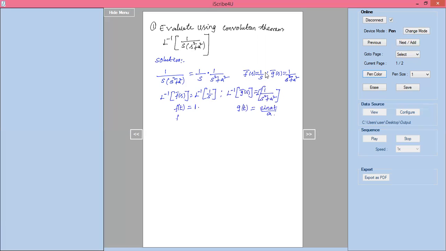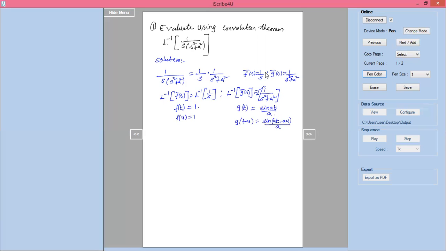Now f of u equal to 1, and g of t minus u equal to sin of, in the place of t I am writing t minus u, and multiplying by a, so a t minus a u divided by a. This is g of t minus u.